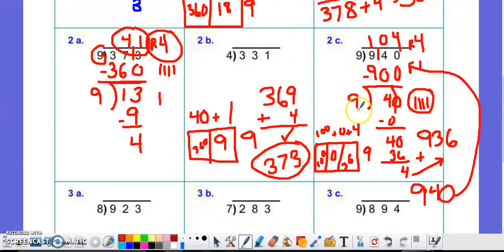Today, what I'd like you to do is not only divide, but then be able to check each and every answer to see if your answers are correct.